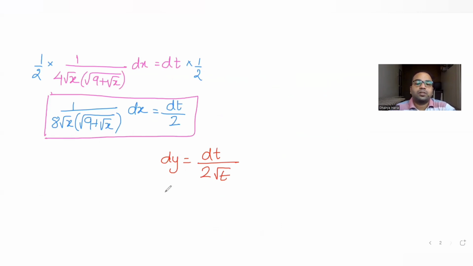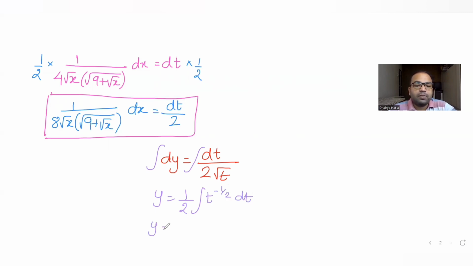Okay, so this we can solve it further. dy is equal to dt by 2 root t. Now if I use the differential idea, I'll take the integral on both sides. If I take the integral, this becomes y is equal to half as it is, and integral of 1 upon root t, that is integral of t raised to minus half dt.